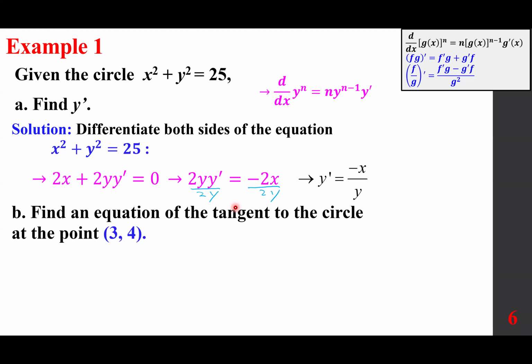Find an equation of a tangent line to the circle at the point (3, 4). A tangent line, or any line, requires 2 pieces of information: a pair x, y, which is given, and the slope. This is not the slope yet. When you plug in the given (3, 4), x must be 3, y must be 4, and plugging in gives the slope. So m, the slope, is negative 3 over 4.